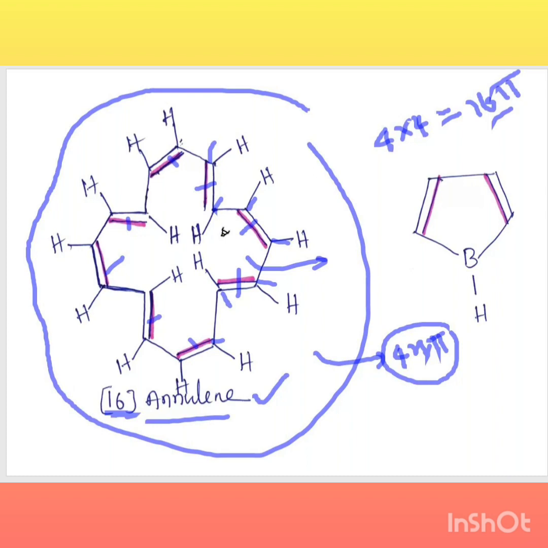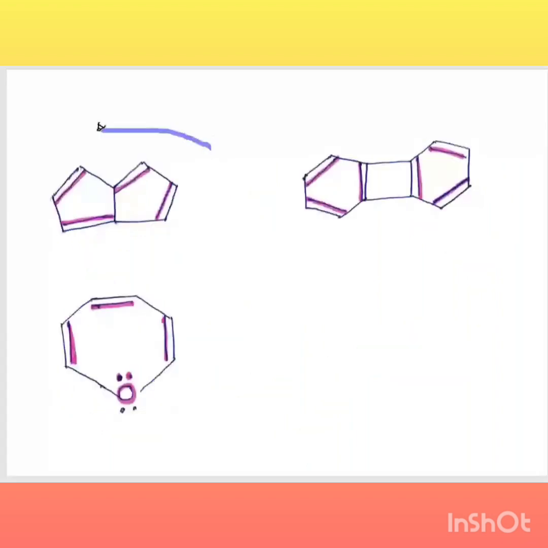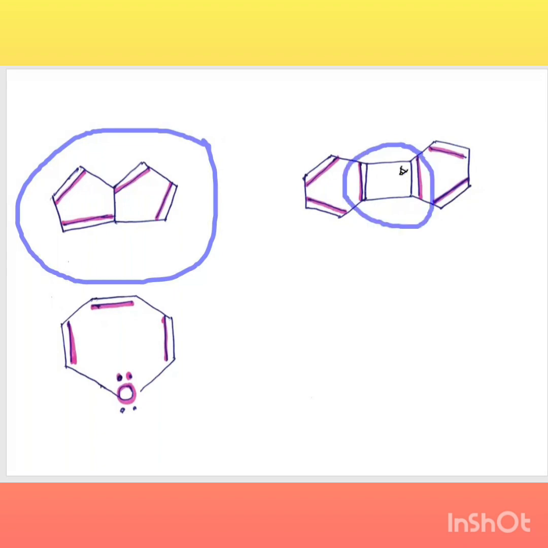Here is some example. It is showing the anti-aromatic property here. How many pi electrons are there? One, two, three, four double bonds, so four twos are eight pi electrons. So it shows the anti-aromatic property.